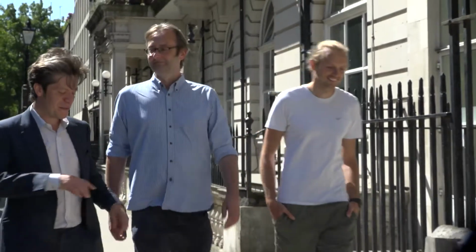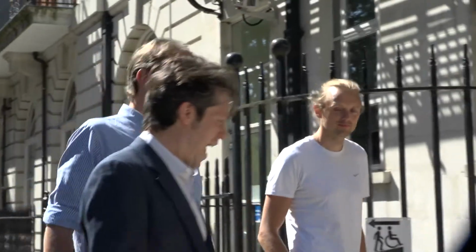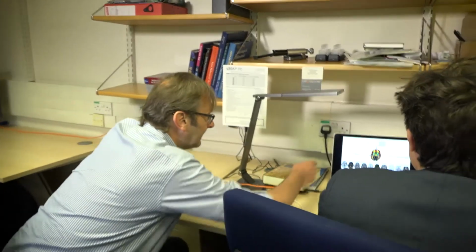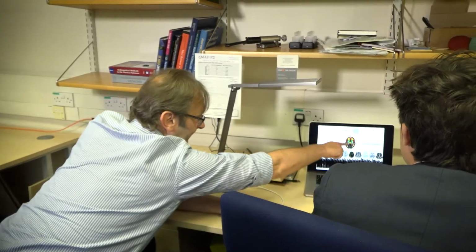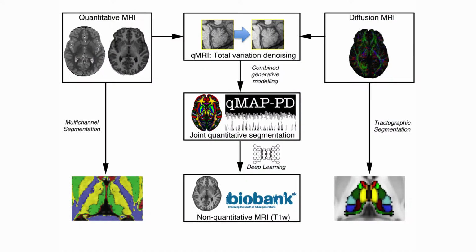I'd now like to hand over to Professor John Ashburner, who's going to explain the engineering aspects of this project. Hello, I'm John Ashburner and I'll be leading the engineering aspects of the project. So the idea will be to begin with the MRES part of the project, which will be to improve the quality of the quantitative maps that we'll be using during the rest of the project.